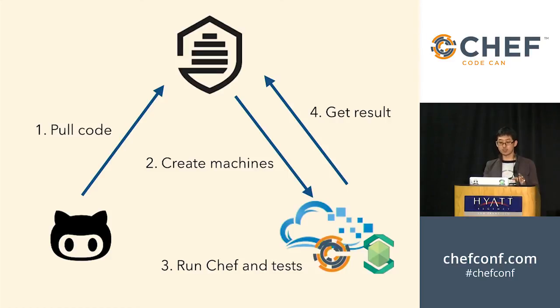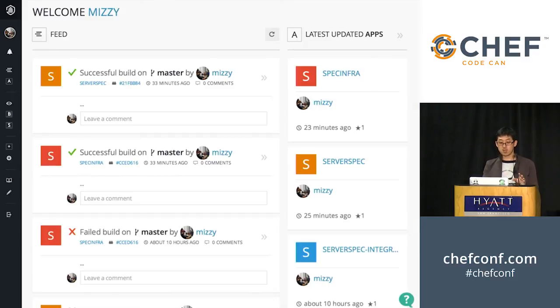When I push the code of Serverspec or Specinfra, or someone makes a pull request, Wercker pulls the code from GitHub and creates virtual machines on DigitalOcean. Then it runs Chef Solo and Serverspec tests on the virtual machine, and Wercker gets the test result. This shows how the test results look on Wercker. The test at the bottom failed, so I fixed it, and next the test succeeded.